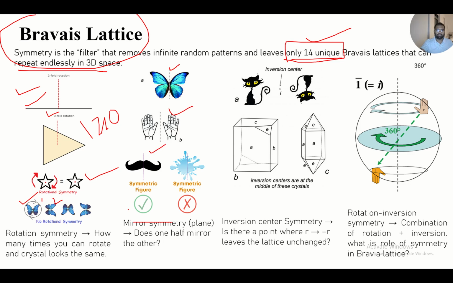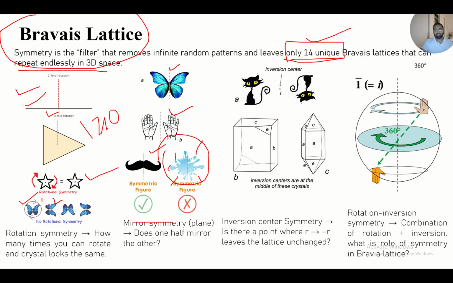This is also a mirror symmetry case, but if you have this kind of drop fallen on the surface, it doesn't have mirror symmetry, because here you can see this, but this thing is not here, so this is also not here. So that means there is no symmetry.